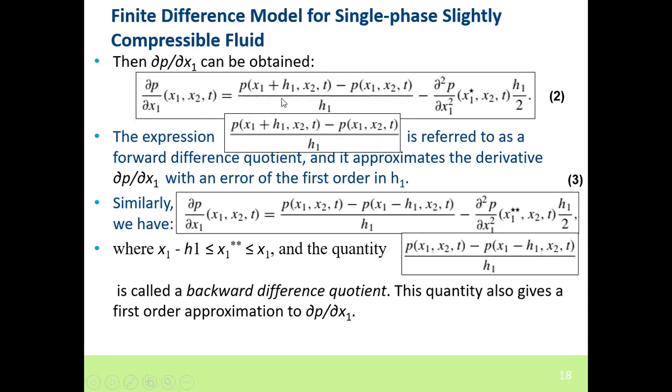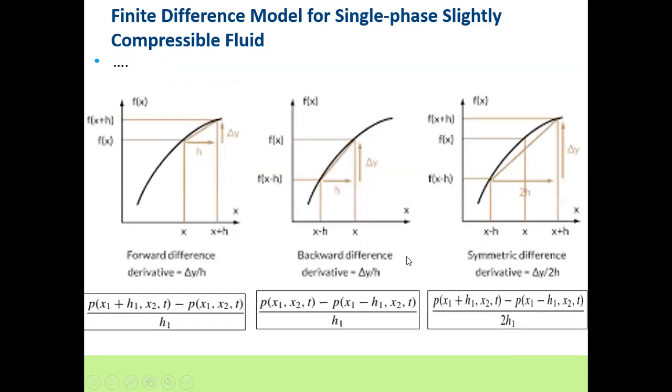Of course, clearly you see that this is just an approximation because you have several other terms which are not captured using this. And this brings it clearly that the forward difference quotient would introduce an error in the order of h1. Similarly, you could also come up with the backward difference quotient, and this also will give you an error in the first order of h1.